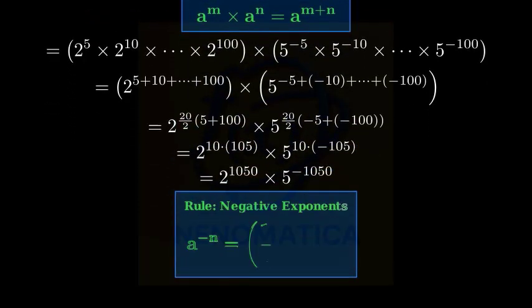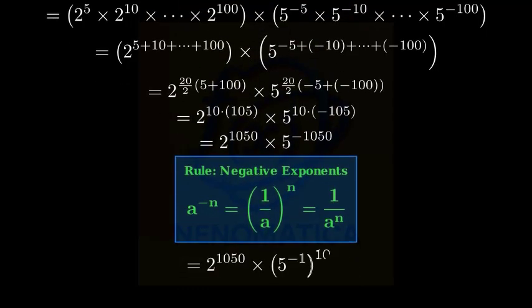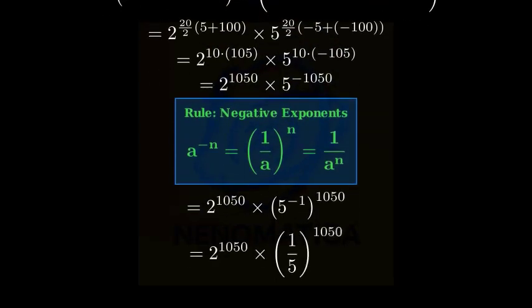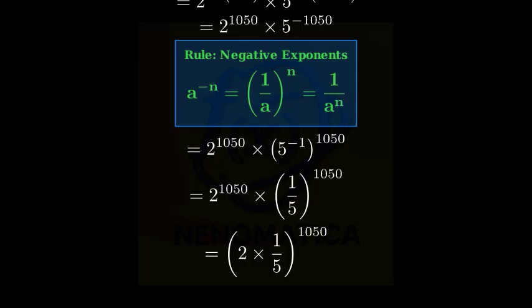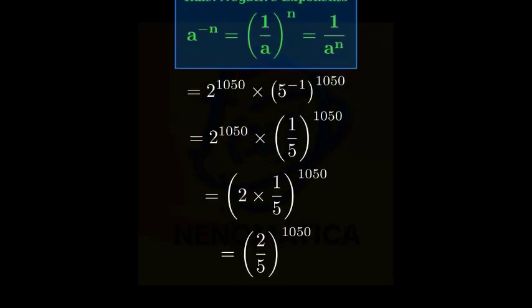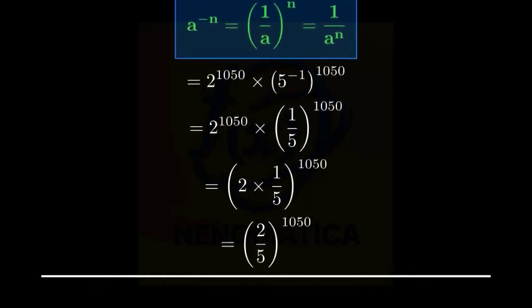Now, we'll use another exponent rule to rewrite the negative exponent. A negative exponent means the reciprocal of the base raised to the positive exponent. Let's simplify 5 to the power of negative 1. This equals 1 divided by 5. Now we can combine these terms. We have 2 times 1/5 raised to the power of 1050. Let's simplify the expression inside the parentheses. 2 times 1/5 equals 2/5. That's our final answer for the first problem.